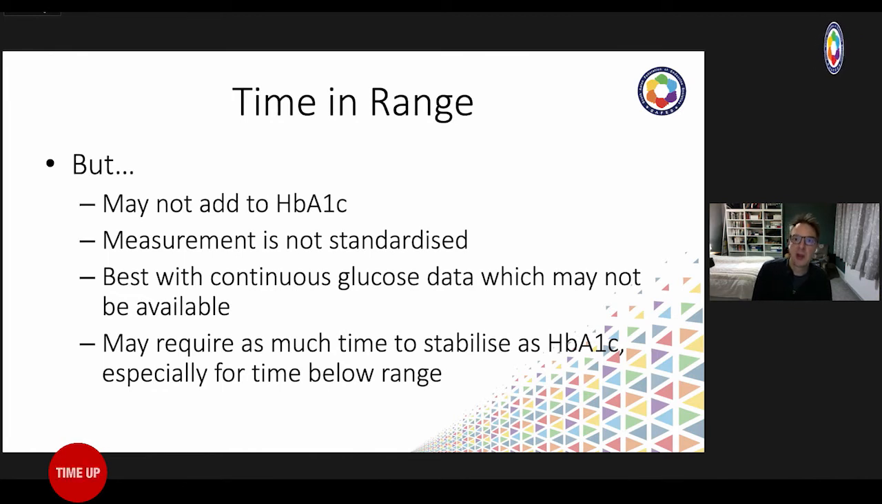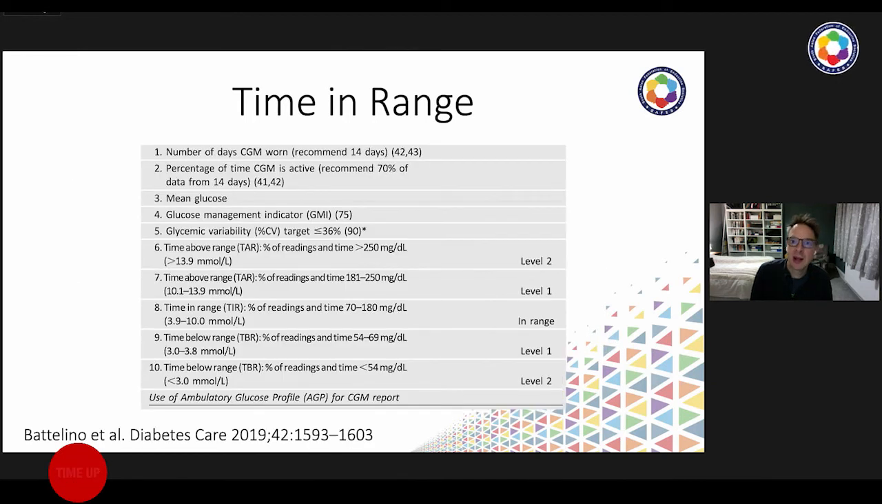below range. So what do we look at when we look clinically in our clinics for time in range? So these are recommendations that were published in Diabetes Care last year, and this is the international consensus of what we should be looking at from continuous glucose data. So there are 10 points here, and I'll whiz through them very quickly. So we should be looking at the number of days that CGM is worn, and this recommends a minimum of 14 days, which agrees with what I said earlier about the amount of time you need for time in range, the central time in range, to be reported.